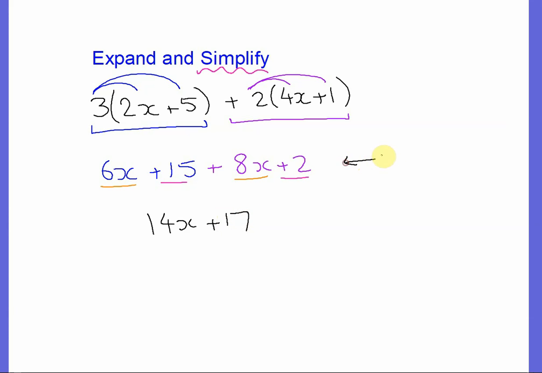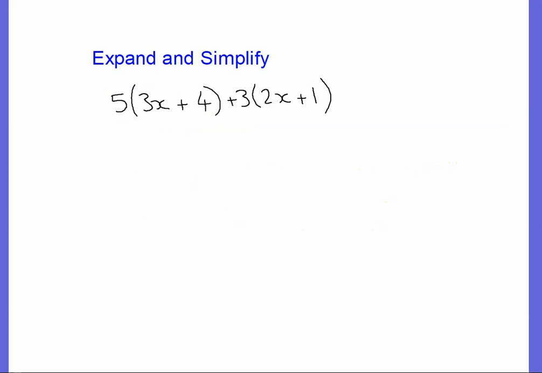So here we have expanded, and for this section we have simplified. We've expanded and we have simplified. So at this stage you're always looking to identify like terms and simply collect them together. This one is exactly the same, just with different numbers, okay? So the same level of difficulty.